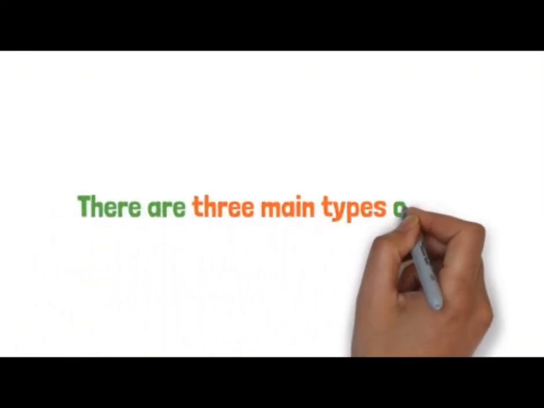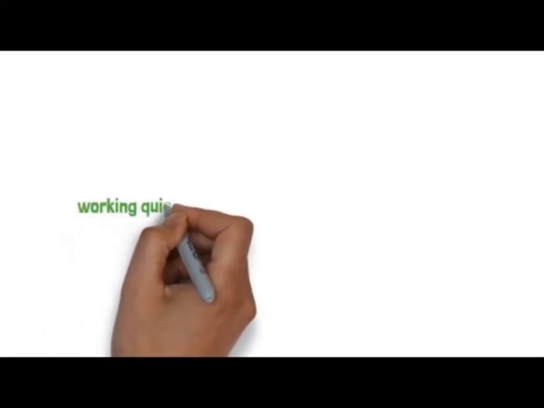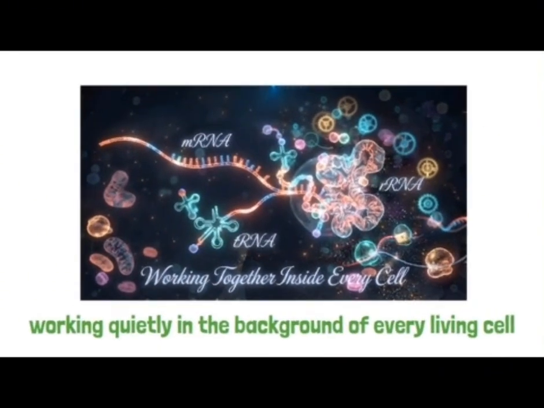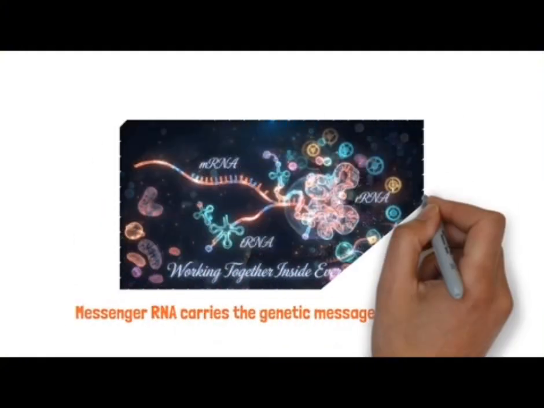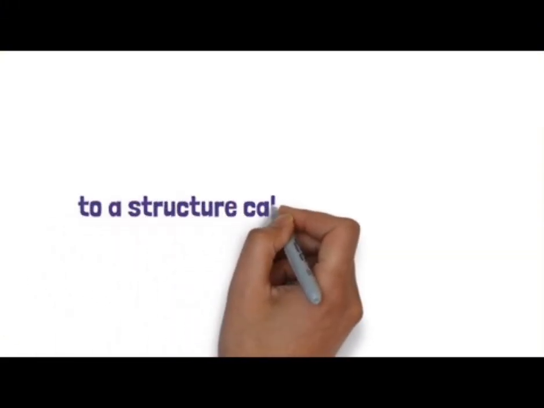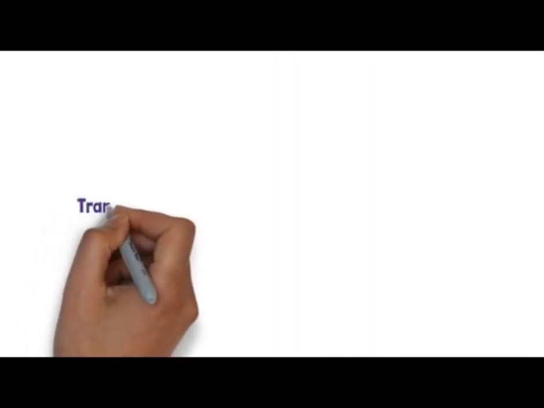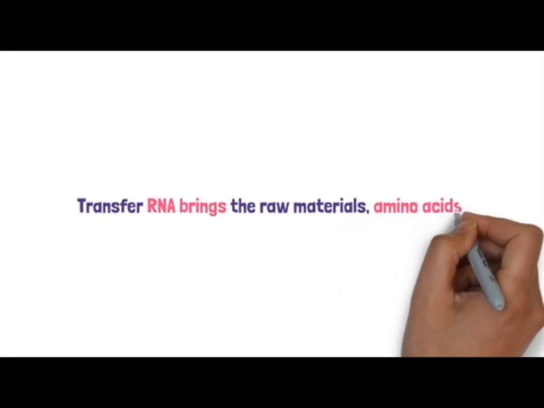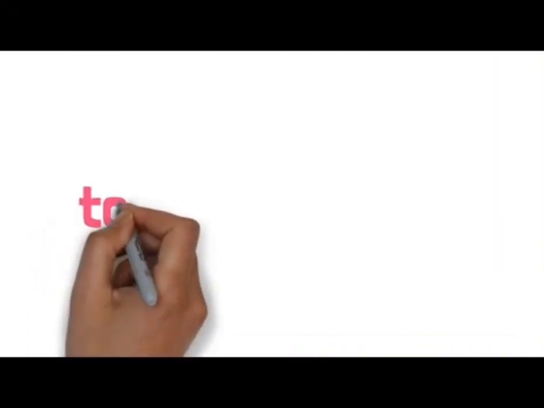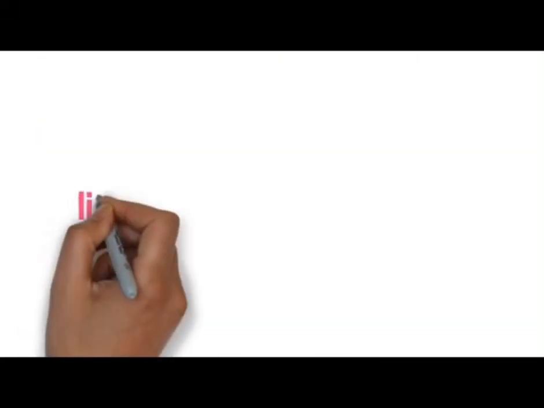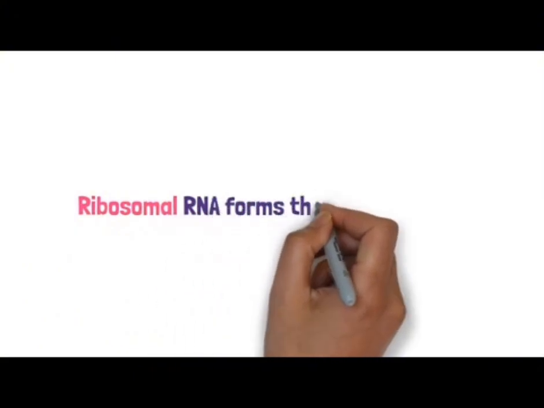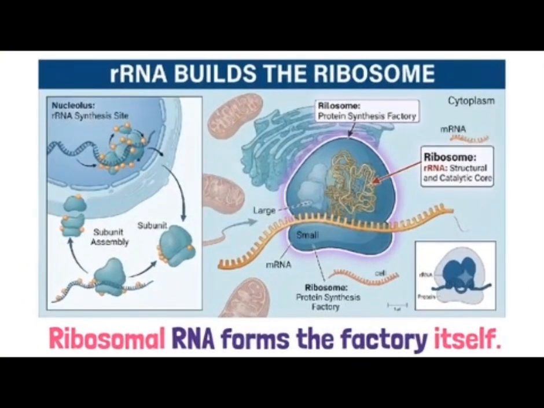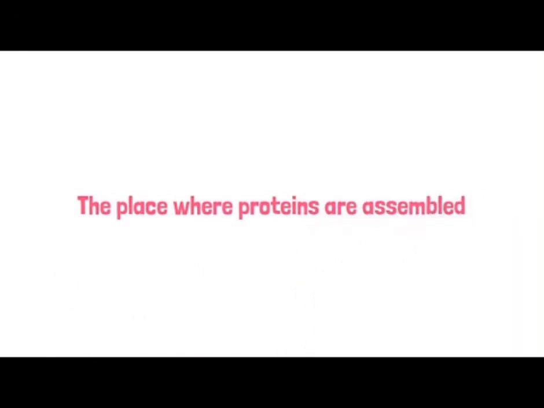There are 3 main types of RNA working quietly in the background of every living cell. Messenger RNA carries the genetic message from the nucleus to a structure called the ribosome. Transfer RNA brings the raw materials, amino acids, to that ribosome, like deliveries to a factory. Ribosomal RNA forms the factory itself, the place where proteins are assembled.